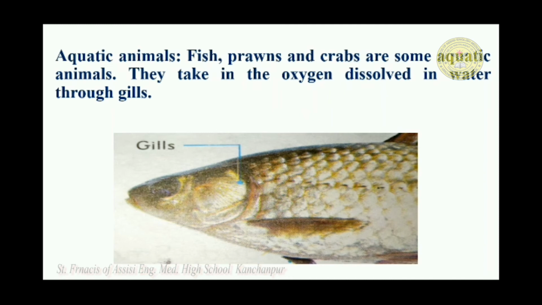Aquatic animals take in oxygen through gills, and this oxygen is dissolved in water. Can you see the gills in the picture? Examples are fish, prawns and crabs. These are aquatic animals, meaning they live in water.